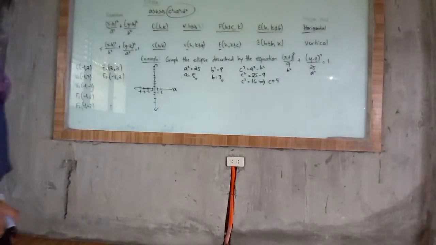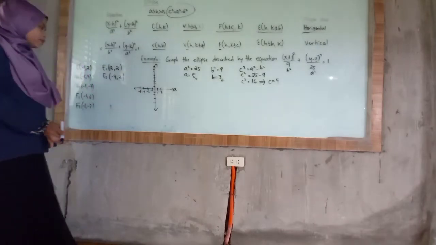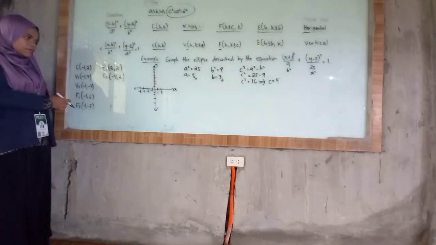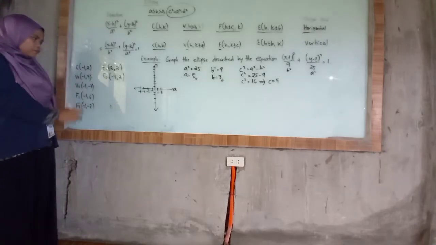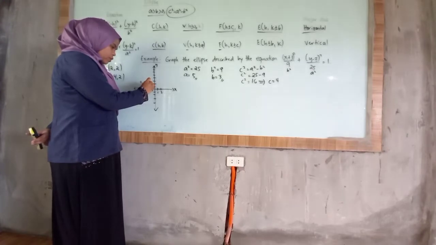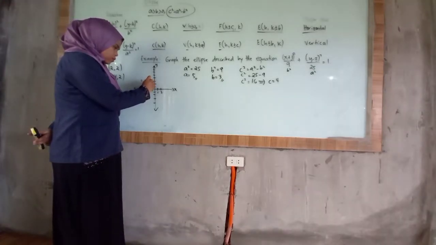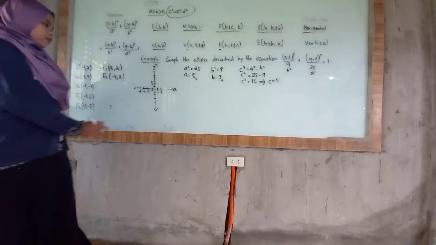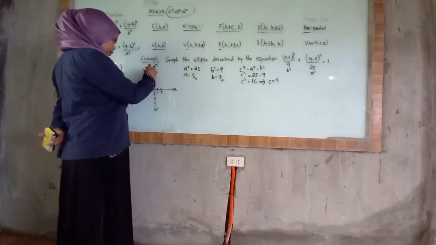Okay, so let us try to graph this one by plotting the center, vertices, foci, at saka endpoints. So for the center, we have -1 at saka positive 2. So that is in the second quadrant, no? So this is my center. So V1 naman, we have -1, 7.